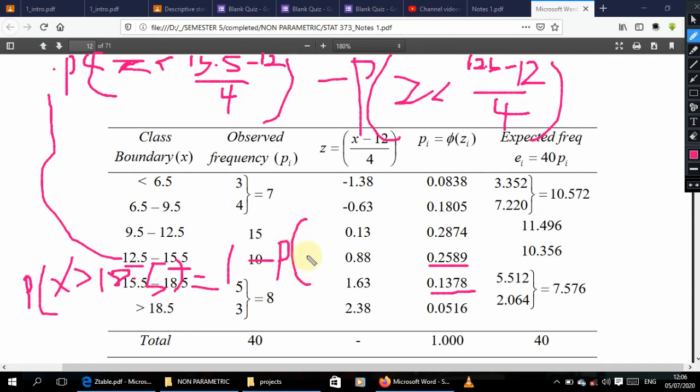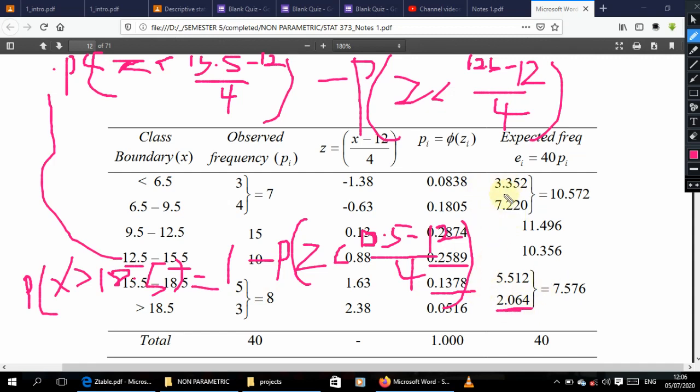So to do this, this is saying that it is equal to 1 minus, okay, probability that, and now you change it to z. Z is less than, okay, 18.5, so 18.5 minus 12 over 4. Okay, over 4. You close. So you go and look for this value on the table and subtract from 1, and then that will be the probability recorded here, right?